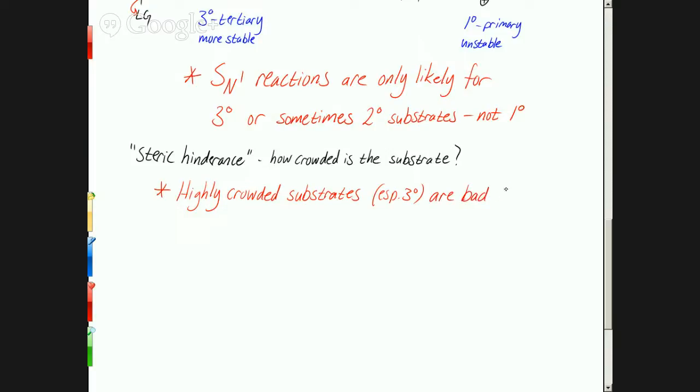We'll say that they are bad for SN2. And when we say are bad, what we mean is they make it slower. So they give it time for another mechanism to come in instead, or to happen instead.